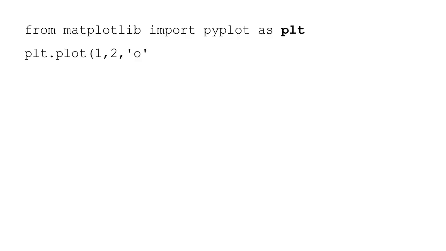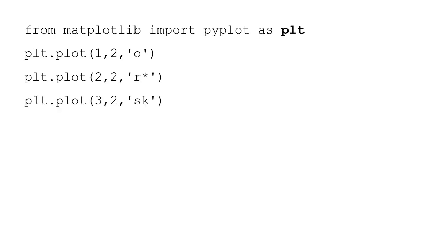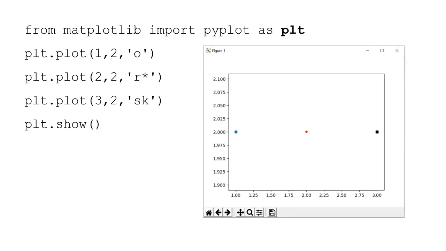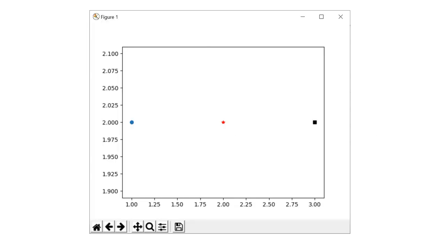plt.plot(1, 2, 'o'), plt.plot(2, 2, 'r*'), plt.plot(3, 2, 'sk'), plt.show(). Now we run this code to get this output. If we wish, we can play with this chart in different ways by using the buttons available at the bottom of the chart window. For example, we can save our chart using the save button.